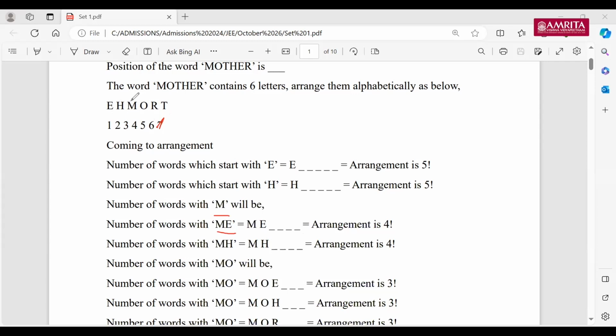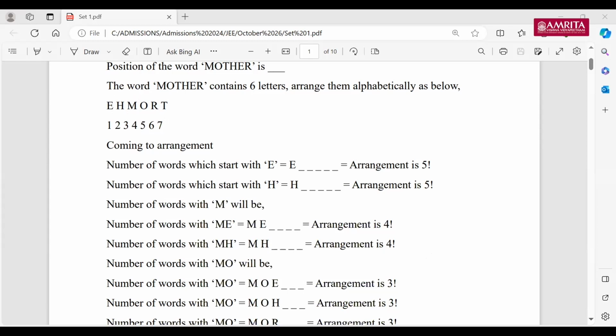Similarly, after ME, I have something called MH. So after MH also, I have 4 ways of arrangement. So the 4 letters are to be arranged and the number of ways is 4 factorial. Now, after covering ME and MH, what I have is MO, which is the first part of the term mother, which I'll be using. I need to find out the position.